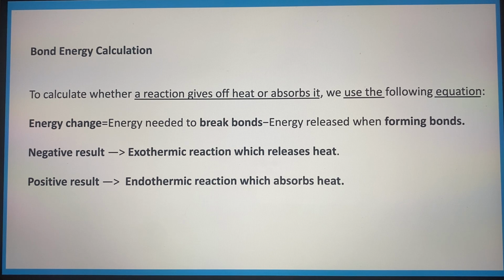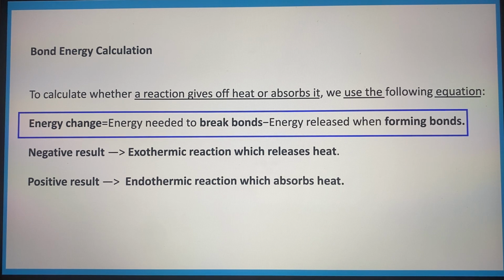Now, to calculate whether a reaction gives off heat or absorbs it, we use the following equation. Energy change equals energy needed to break bonds minus energy released when forming bonds. If the result is negative, the reaction releases heat and it is exothermic. If the result is positive, the reaction absorbs heat and it is endothermic.